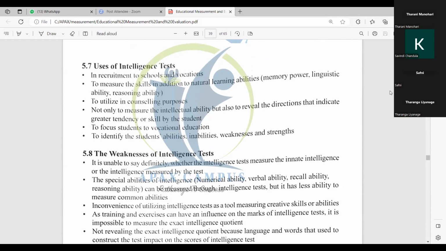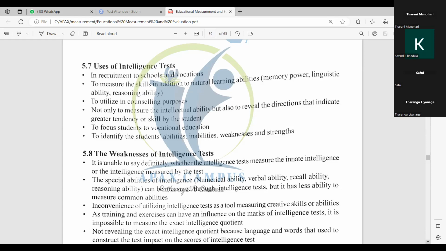To measure the skills in addition to natural learning abilities, like memory power, linguistic ability, reasoning, etc. To utilize in counseling purposes. If the learner has any difficulty, then we have to check the intelligence level and then send for counseling services. So you can go through them.